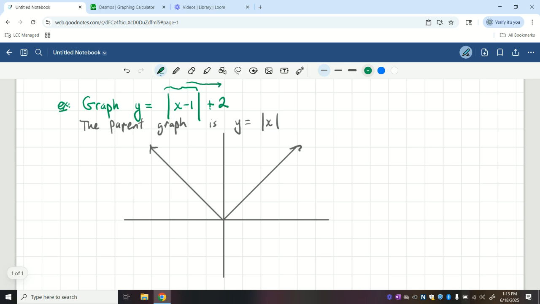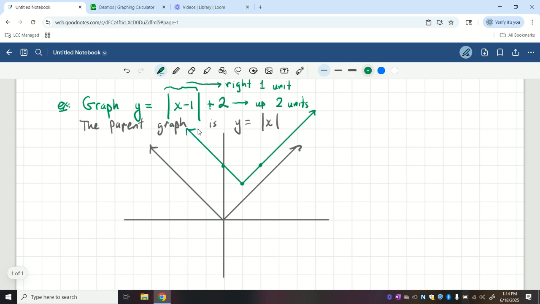This is a horizontal shift because x has been replaced with x minus 1. We're actually going to go right 1 unit. And then the plus 2 out here, we're going to go up 2 units. So if we do that, the vertex at 0, 0 now goes right 1 and up 2. Then every point, this 1, 1 would go right 1, up 2. This point at negative 1, 1, right 1, up 2. And we get this new V that is totally shifted to the right 1 and up 2.